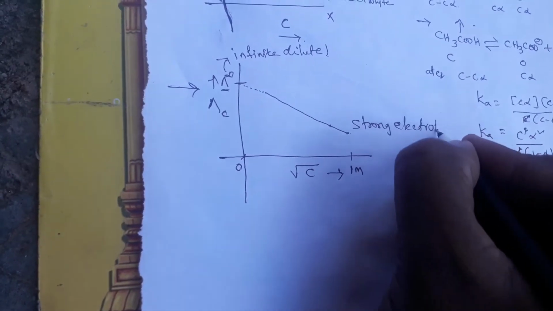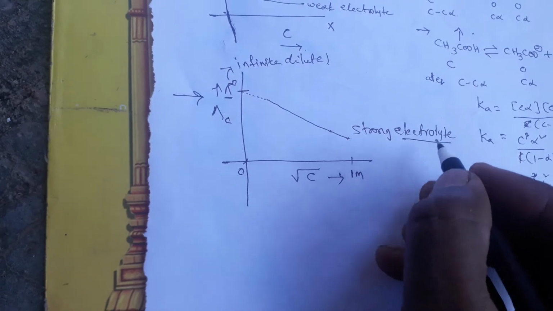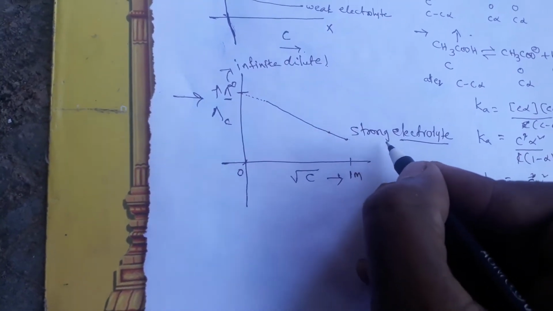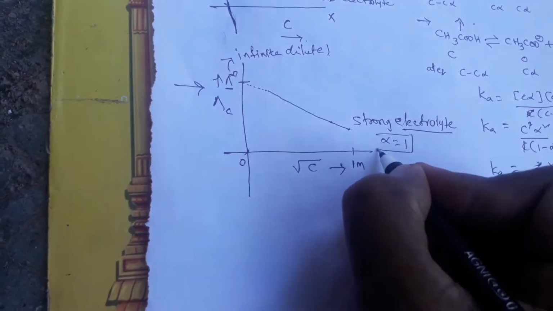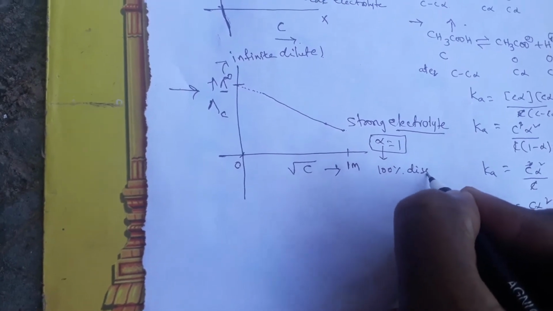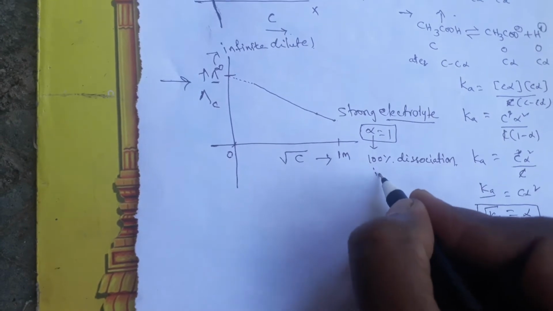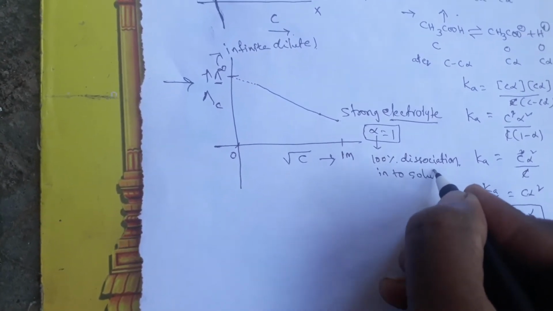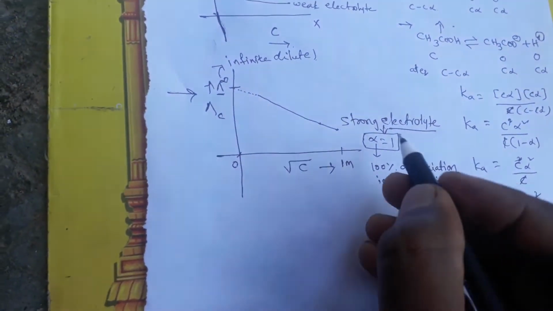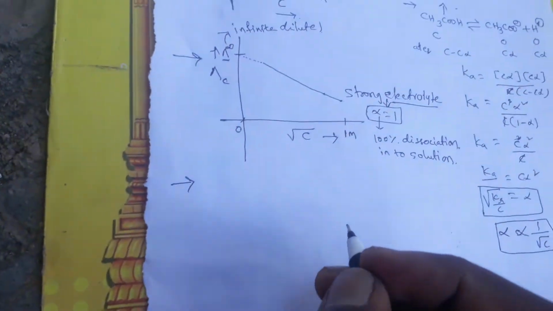Electrolyte means any ionizable material or compound. So strong means alpha is equal to 1 for this one, it is completely 100% dissociation into the solution. So 100% dissociation into solution, that is what we call strong electrolytes. What is the meaning of strong electrolyte? The alpha value is 1 and 100% dissociation. Reactants completely go to products.